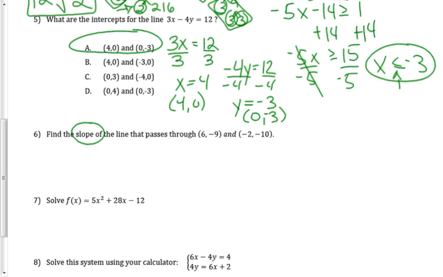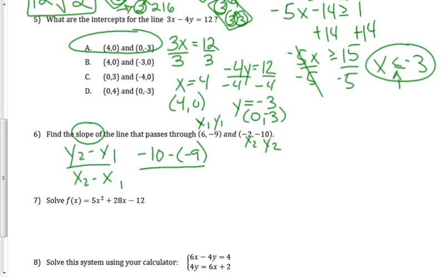Number 6, finding the slope. Slope is y2 minus y1 over x2 minus x1. So we have x1, y1, x2, y2. Negative 10 minus a negative 9. And then we have negative 2 minus 6. Be careful with your negatives.